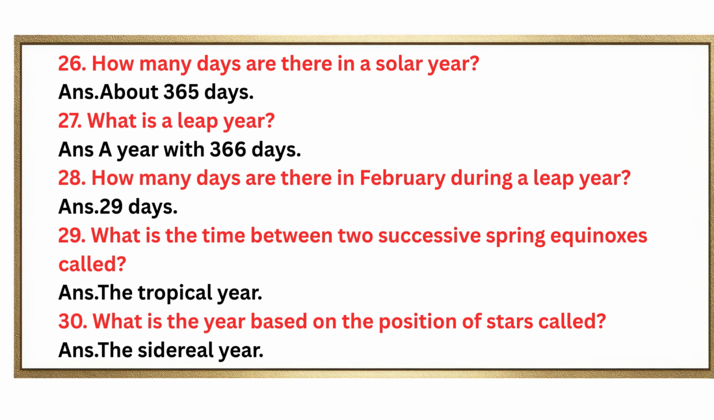Question number 28. How many days are there in February during a leap year? Answer. 29 days. Question number 29. What is the time between two successive spring equinoxes called? Answer. The tropical year. Question number 30. What is the year based on the position of stars called? Answer. The sidereal year.